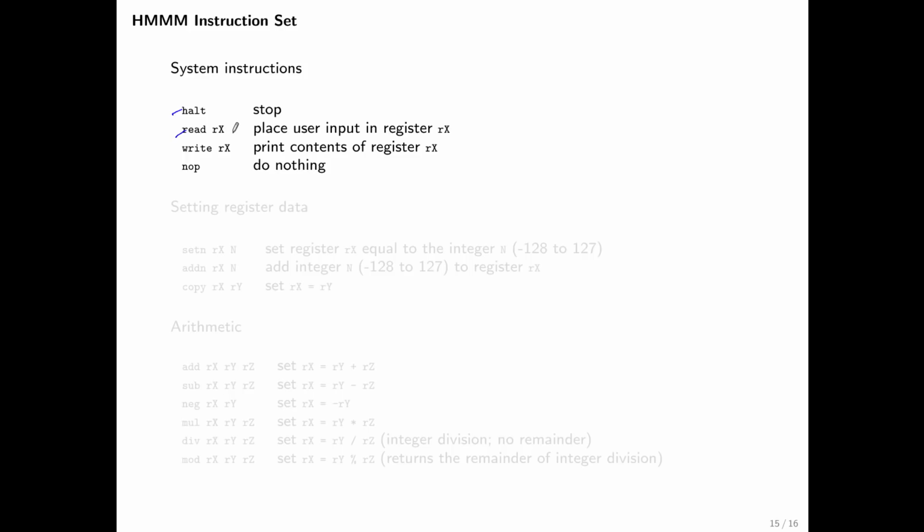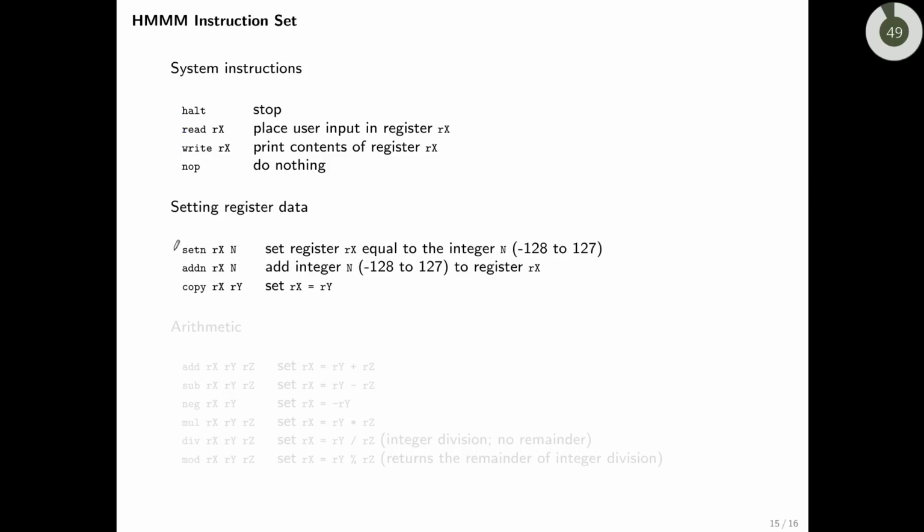Read is what you use to read user input into the register RX. Write is what you use to write output. So it simply writes the value of that register. No op does nothing whatsoever. It's just a filler. Okay, and then here are all the instructions that you use to set register data.